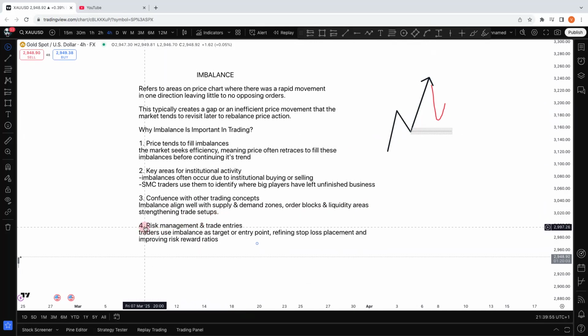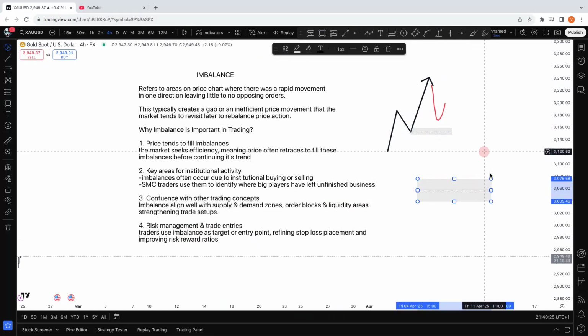And then the number four is risk management and trade entries. Traders use imbalance as target or entry points, refining stop loss placement, and improving risk to reward ratio, right? I think that's actually self-explanatory, right? If you use imbalance as your entry, for example, it improves your risk to reward because imbalances are often not very wide, right?